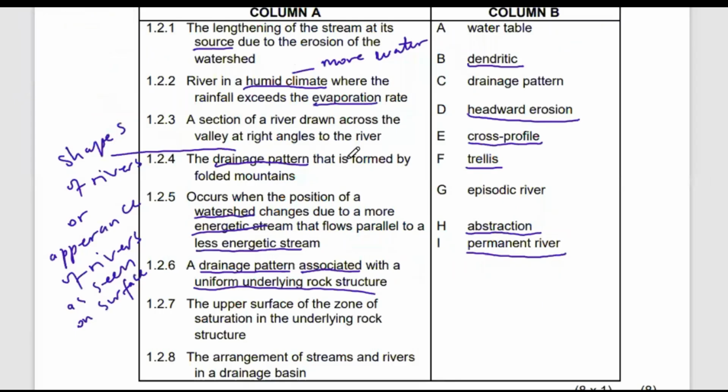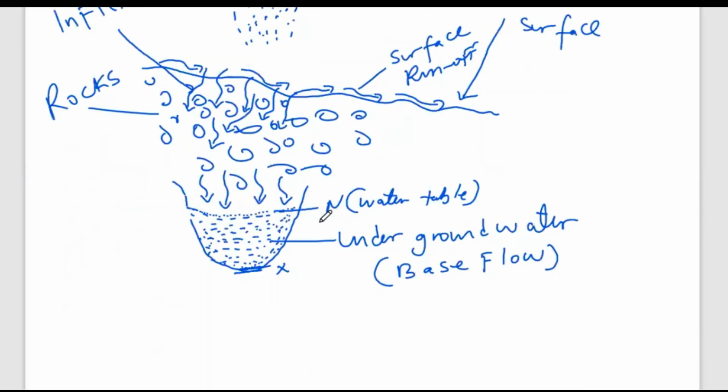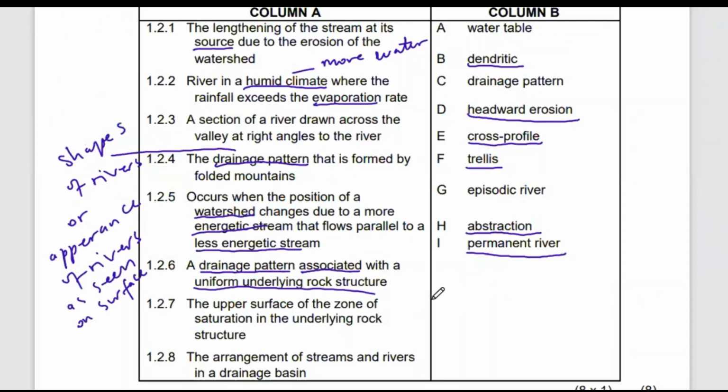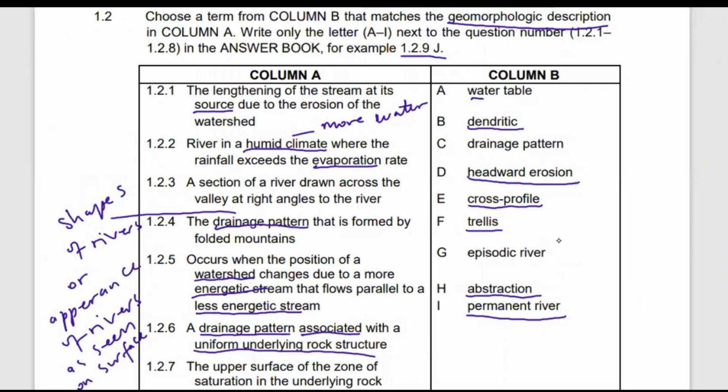So basically, when you go back to our question, which says the upper surface of the zone of saturation in the underlying rock structure. So this is the zone of saturation here. The whole of this is the zone of saturation, the zone where water is able to settle or to squeeze itself through the rocks and it forms the base flow. But this base flow, or what we call the underground water, has the upper surface or the upper limit, which I said we can refer to as the water table. All right. So our question 1.2.7, which says the upper surface of the zone of saturation in the underlying rock structure, that will be option A, which is the water table.